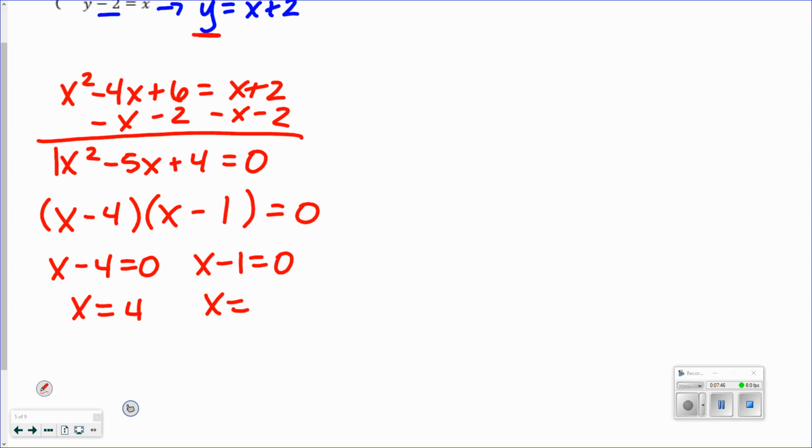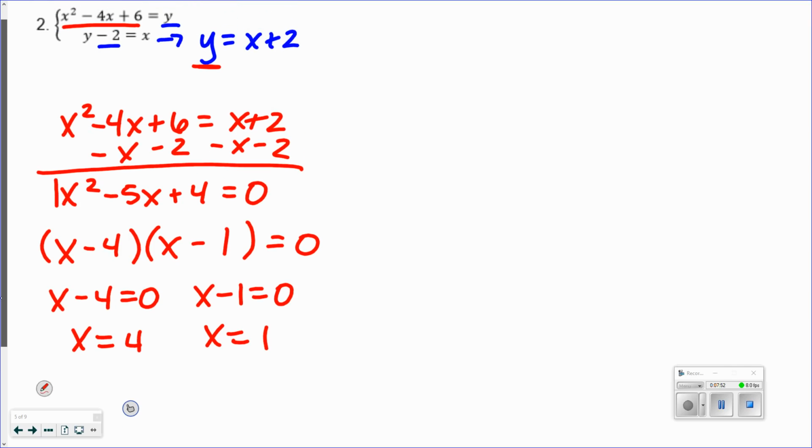Same thing that we did last time, where we took the x and plugged it into one of the equations to find y. We're going to do that, but we're going to do it twice. Once for 4 and once for 1. Doesn't matter which equation you pick, but again, pick the one that's going to be the least amount of work. So looking at it, the second equation has the least amount of work. So I'm going to plug in my x's to find the y's.